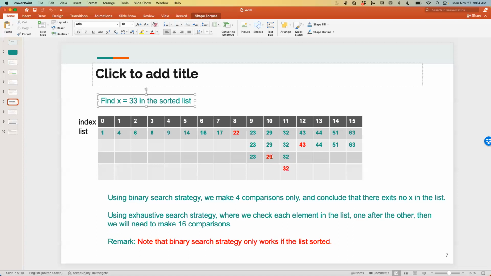Now 33 is more than 29. So if it exists, it must exist after 29. So again, we rule out anything here, which is only one element. We don't have to check 23. So we are only left with 32. And at the last iteration, you only care about whether 32 is equal to 33.